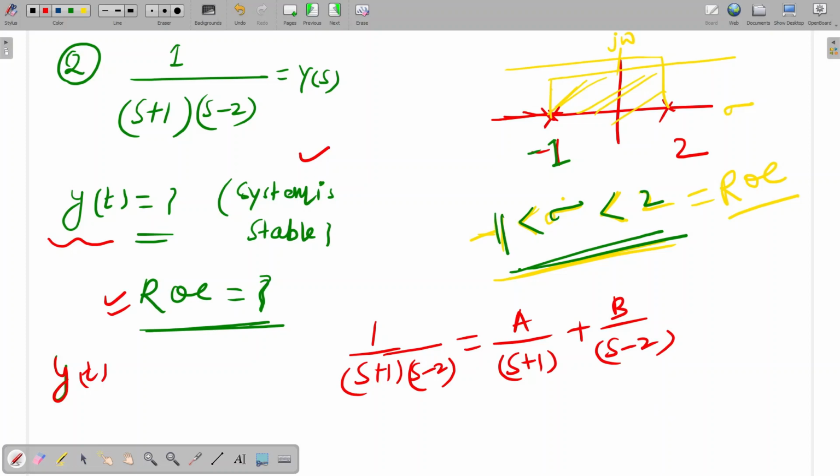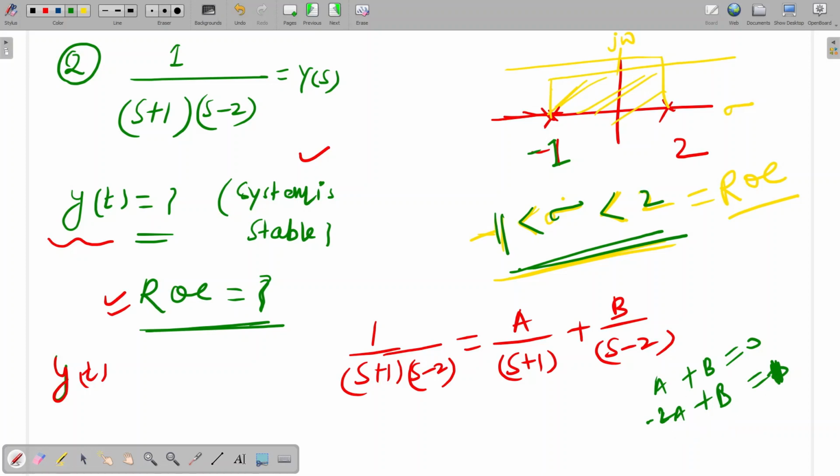So here we can write the equation. a plus b is equal to 0. One equation is there, and another is minus 2a plus b is equal to 1, a constant value. This is minus 2a plus b, so this is equal to 1.